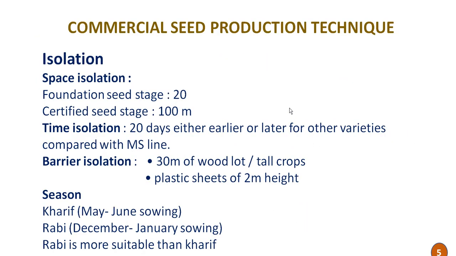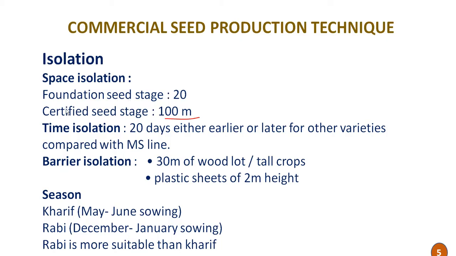Then the commercial seed production technique, in which first is isolation. This isolation is achieved by many methods. First is space isolation, then time isolation and barrier isolation. In case of rice hybrid seed production, space isolation is required. For foundation seed it is 20 meters, and for certified seed it is 100 meters.